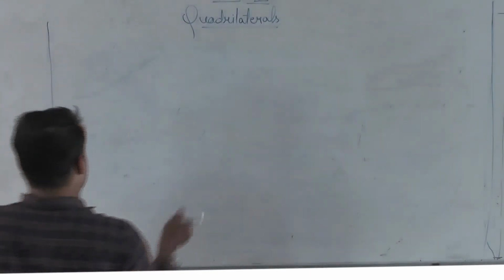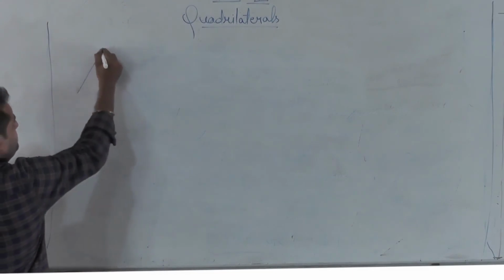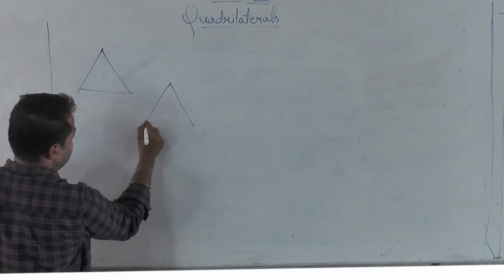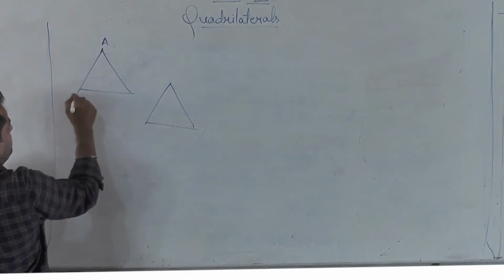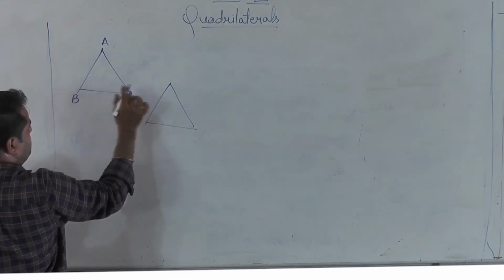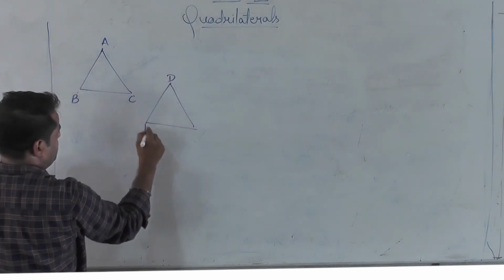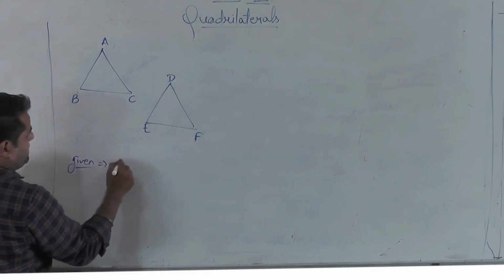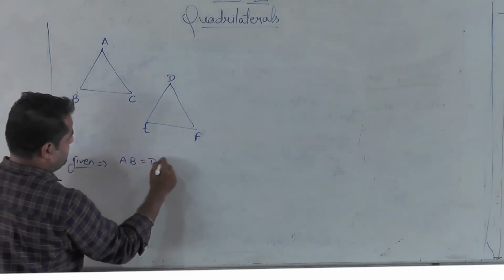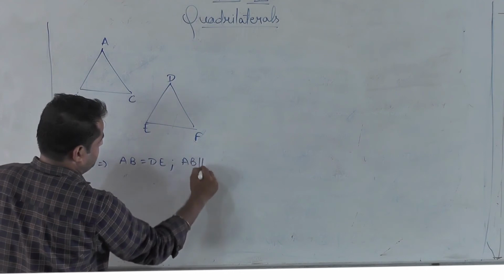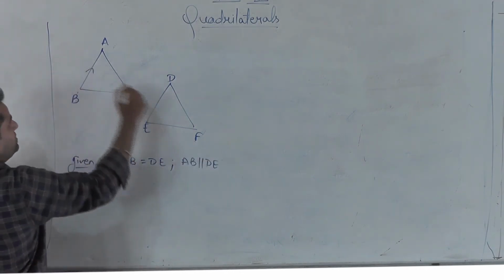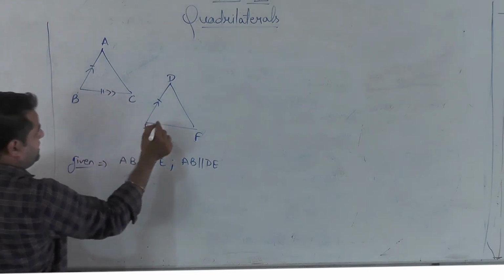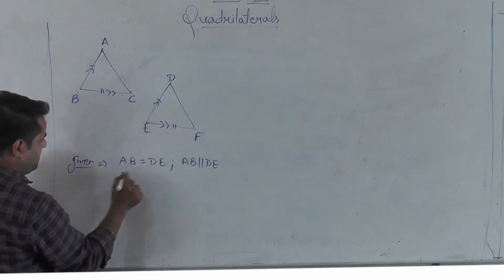Let's see. It is given there are two triangles, ABC and DEF. Okay, this is the triangle ABC and this is the triangle DEF. Given to us is that AB and DE are equal and parallel as well. Likewise, BC and EF are also equal and parallel.